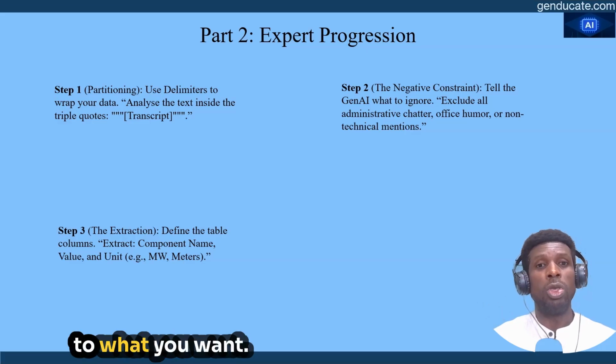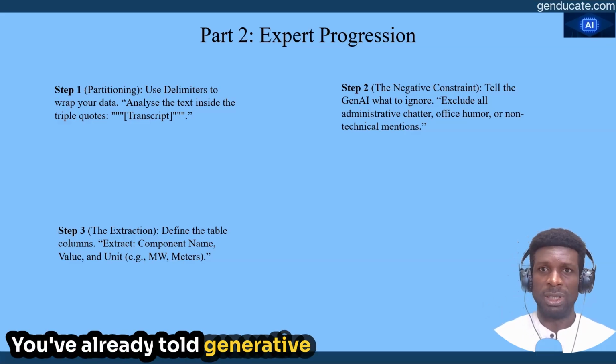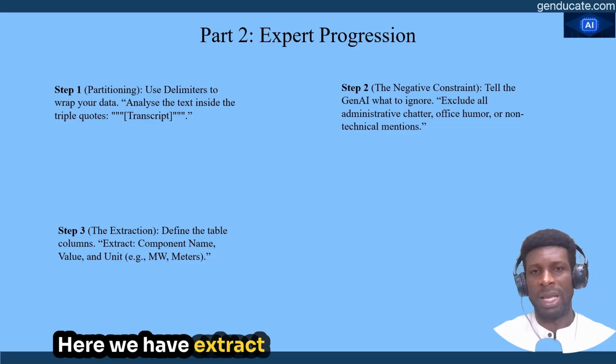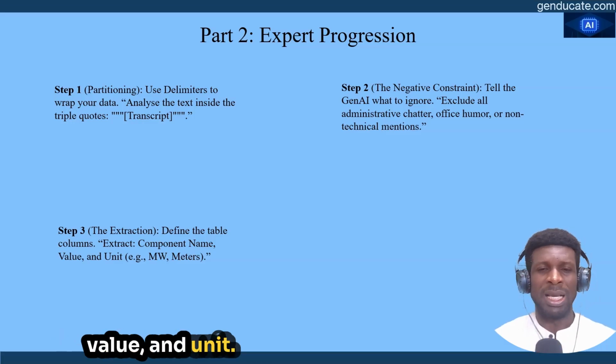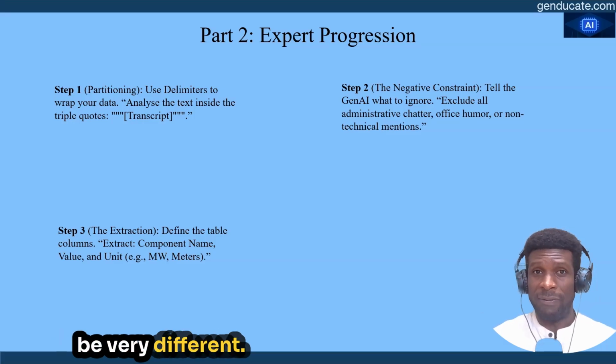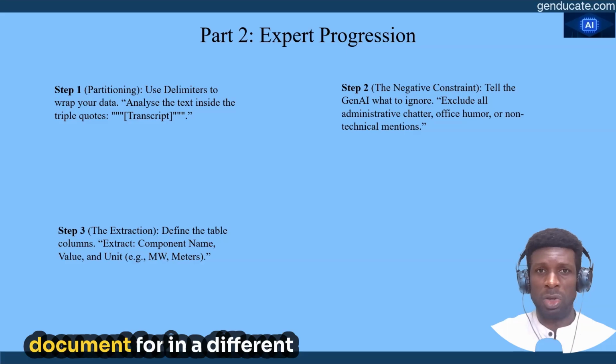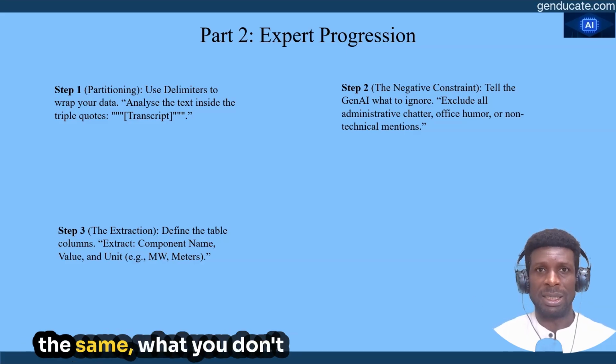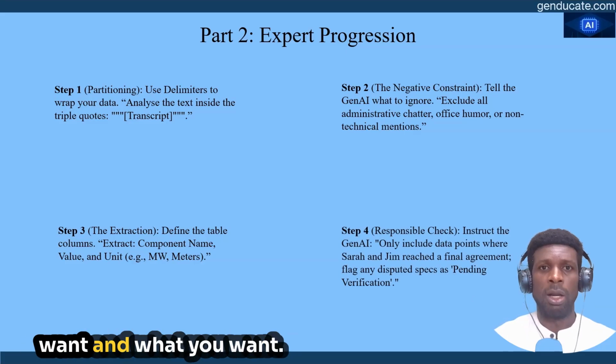Then you move on to what you want. You've already told generative AI about what you don't want. You move on to what you want. Here, we have extract, component name, value, and unit. Your context can be very different. You can have a different document in a different area, but the process is still the same. What you don't want and what you want.